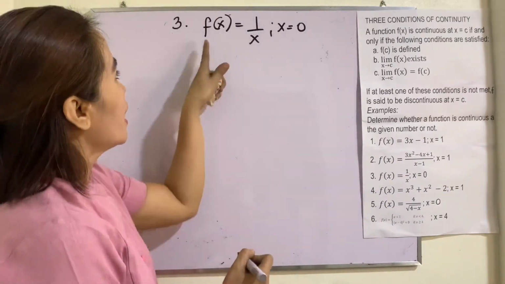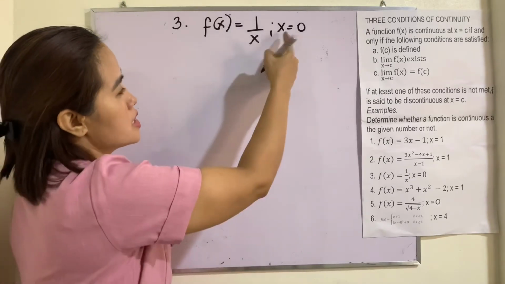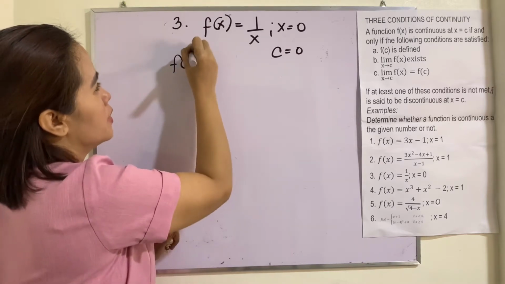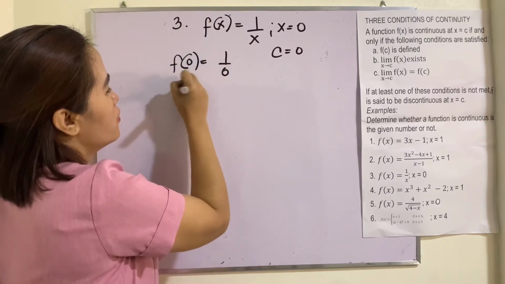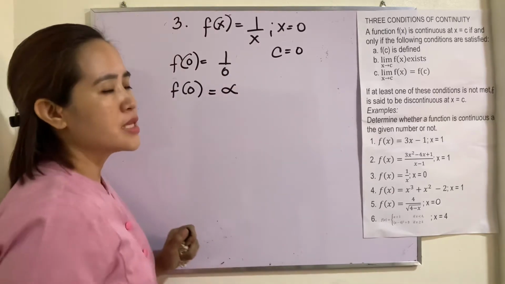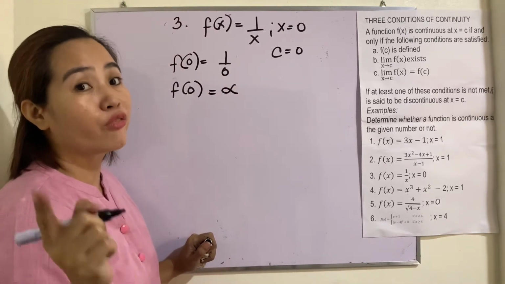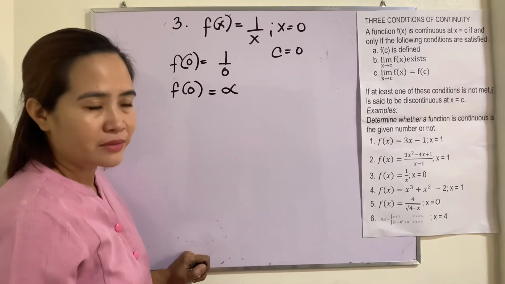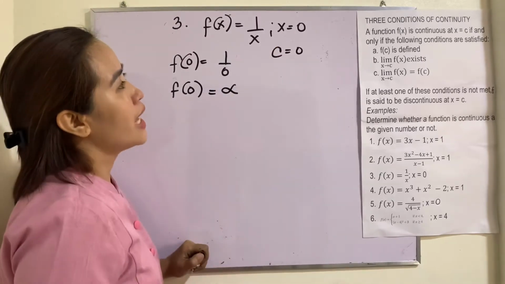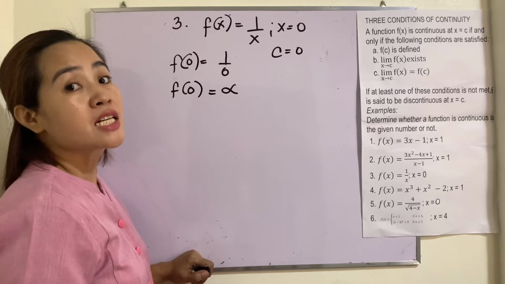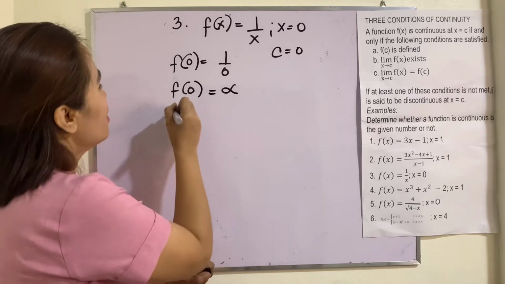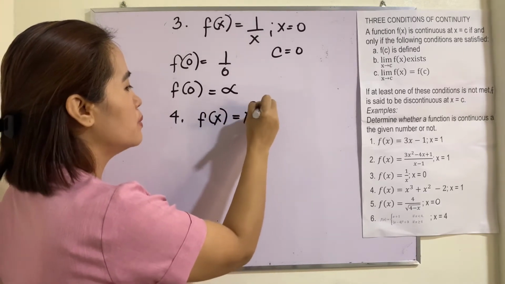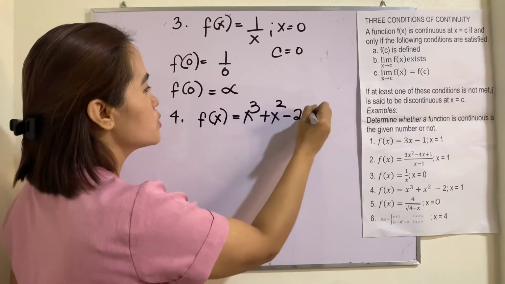Example number 3. f of x is equal to 1 over x. x is equal to 0, so our c is 0. Let us evaluate f of 0, that is 1 over 0, and f of 0 is undefined. We can say that f of c is not defined already, therefore we will not be doing B and C anymore. So meaning at x equals 0, the function is discontinuous.